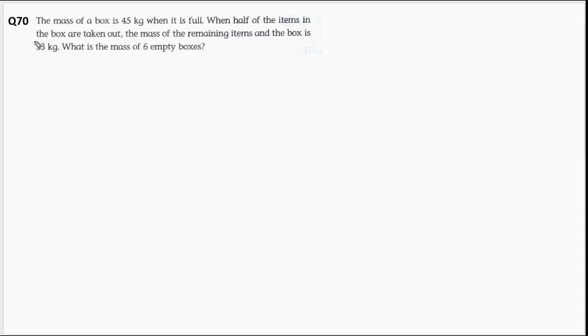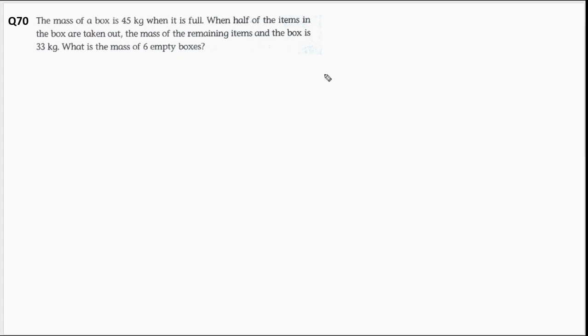The mass of a box is 45 kilograms when it is full. When half of the items in the box are taken out, the mass of the remaining items and the box is 33 kilograms. And we're asked, what is the mass of 6 empty boxes?